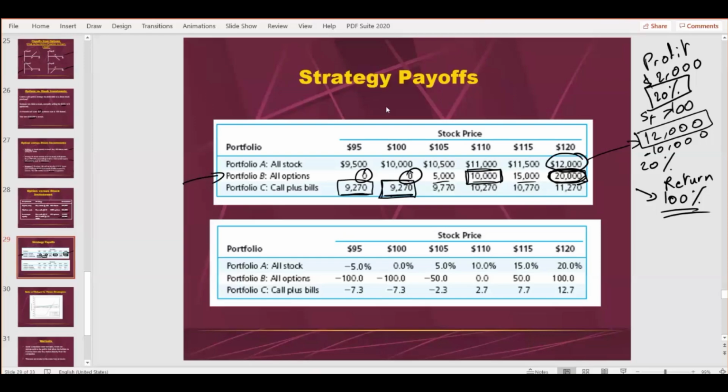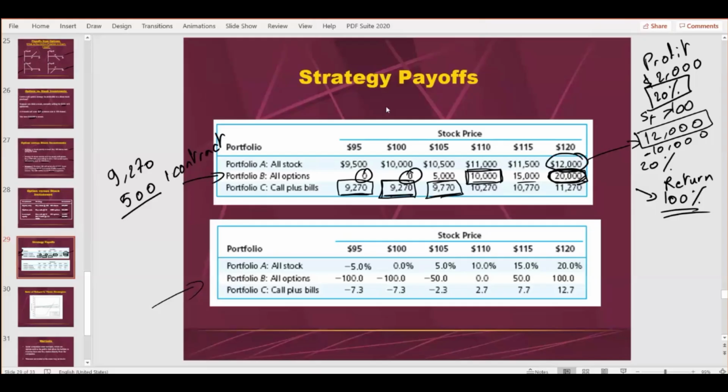At 105, I will have $9,270 from the risk-free asset, in addition to $500 on the call, because here I have only one contract. In this case, my payoff is $9,770. Now, as the price increases, my payoff will increase by $500. And then down here you have the percentage returns.